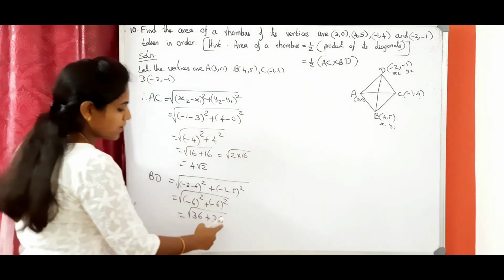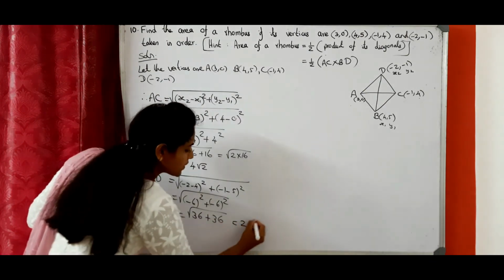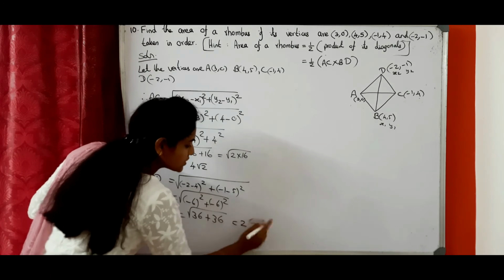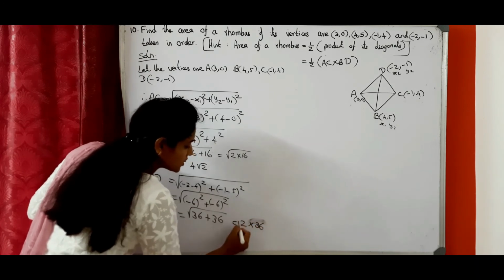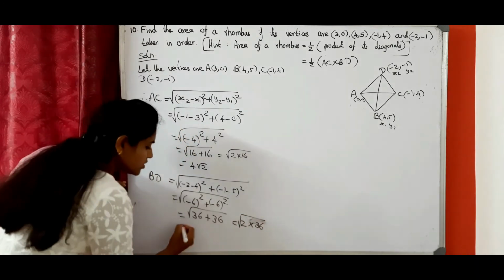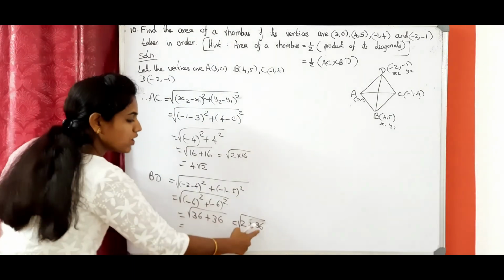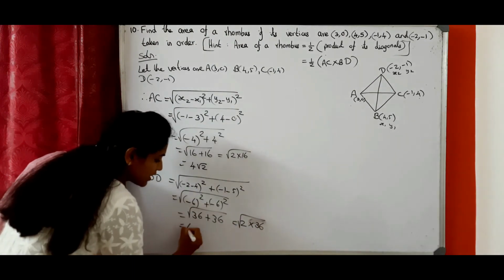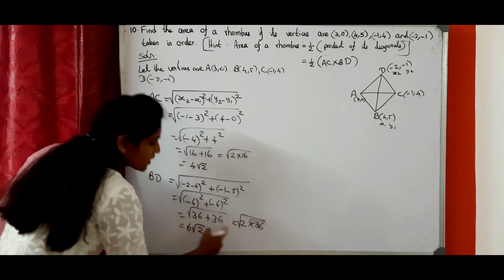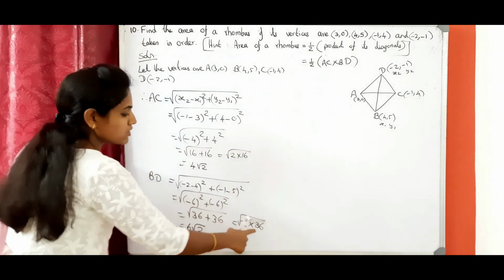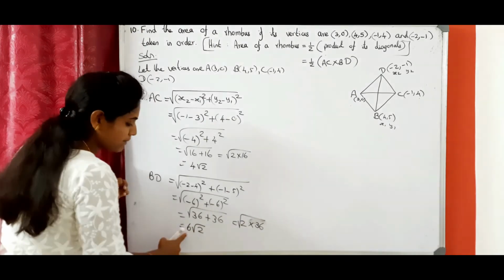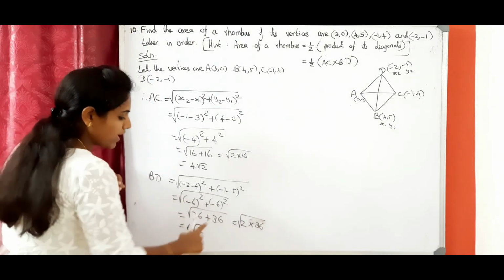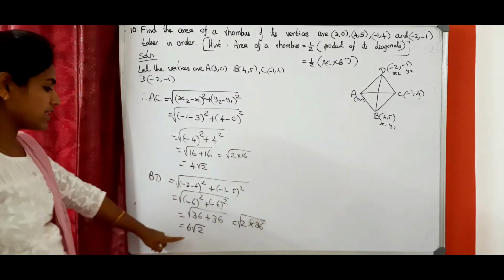So sum of two same numbers, we can write 2 into 36. So what is the root 36 value? Root 36 value is 6. So remaining is root 2. I am taking 6 outside. The remaining value is root 2. So BD is 6 root 2.